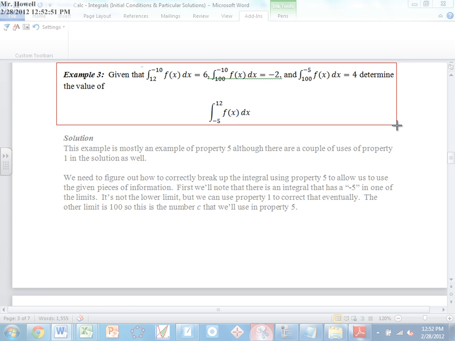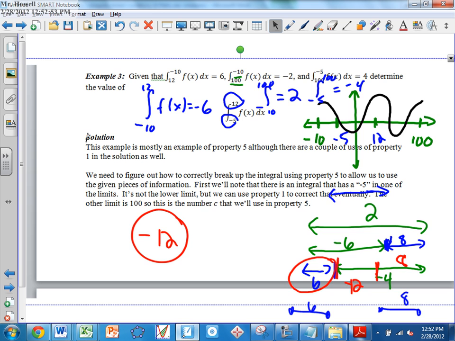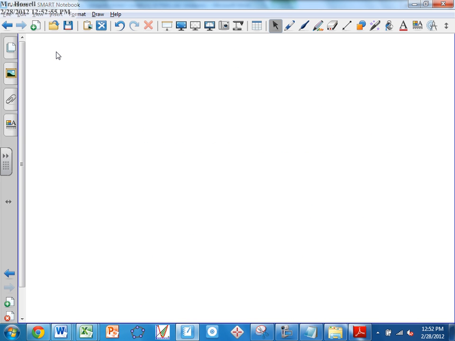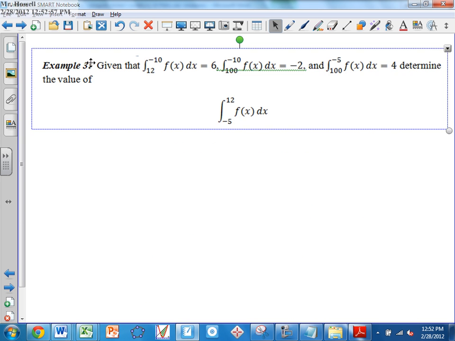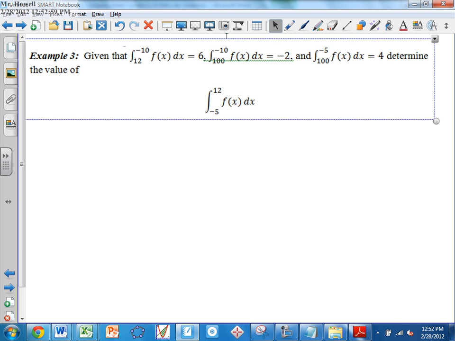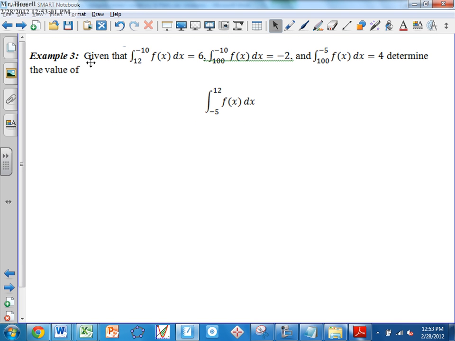Thank you. Let's go to this one and let's take a look at this algebraically now. I know you see the green. Ignore it, please. I'll try to get it off the schedule. In this problem, it's the same exact thing, but now we're going to look algebraically. We're trying to find the integral from negative 5 to 12. Start with the lowest and biggest again. Lowest number still is negative 10. Biggest number is 100.